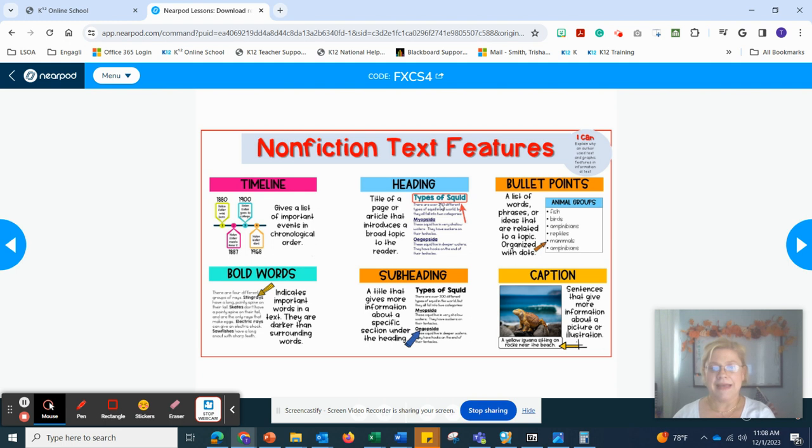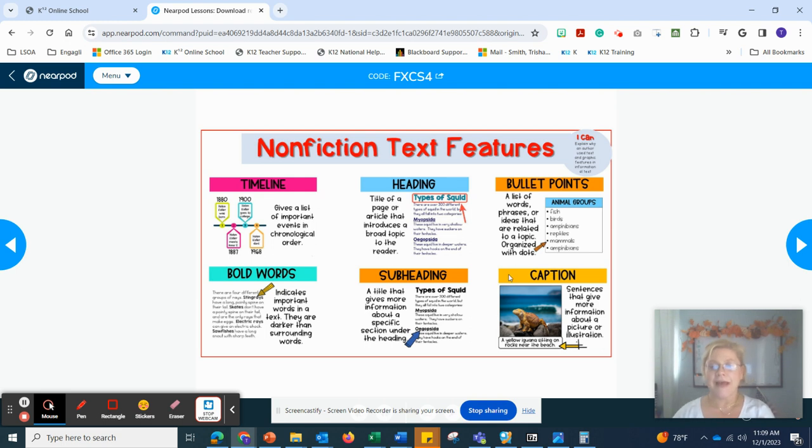So then we have heading and subheading. Let's look at heading first. The title of a page or the article that introduces a broad topic to the reader. So we have types of squids. So that would be your heading. So when we read a passage in class, the title of our passage would be our heading. So classifying animals would have been our heading.